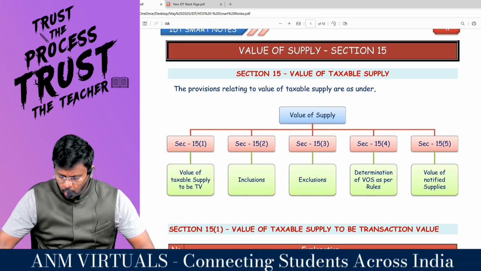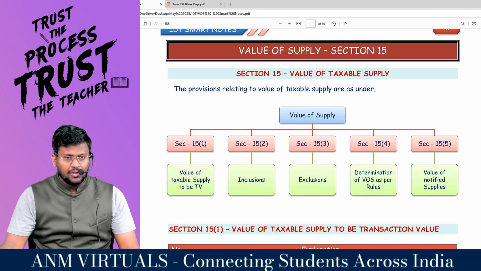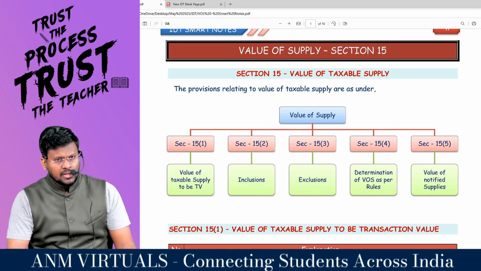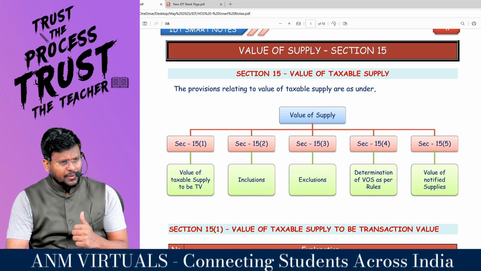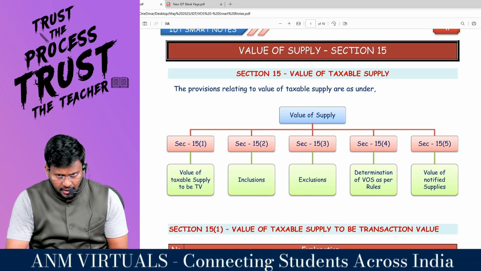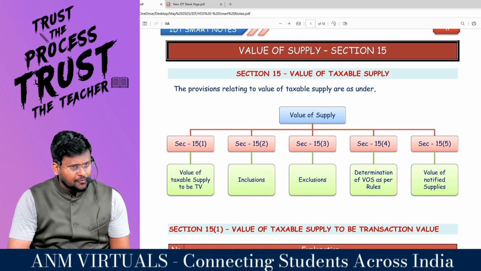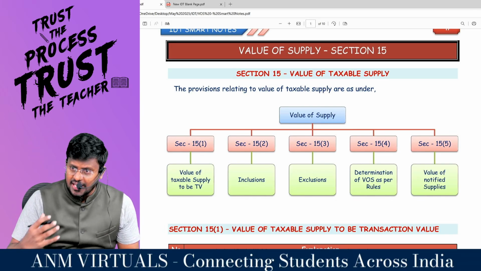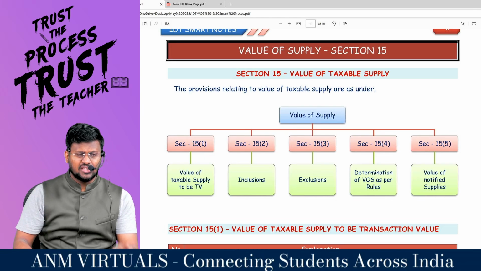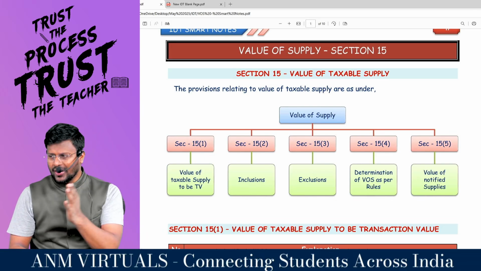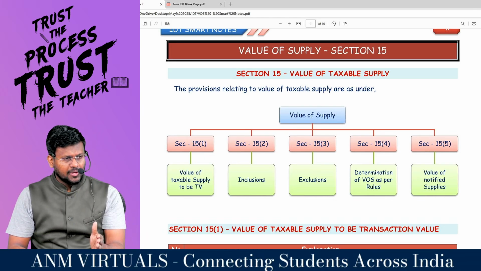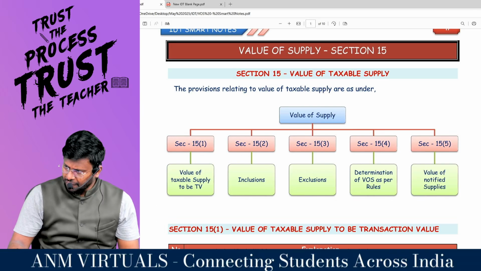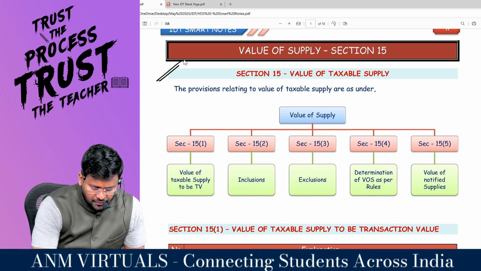So, we are going to very quickly revise section 15, value of supply. When I have to pay the tax is answered by time of supply. On what value I have to pay tax is answered by value of supply. What tax I should pay is answered by place of supply. These are the three types of supply: time of supply, value of supply, and place of supply. Section 15 is explaining the value of supply.